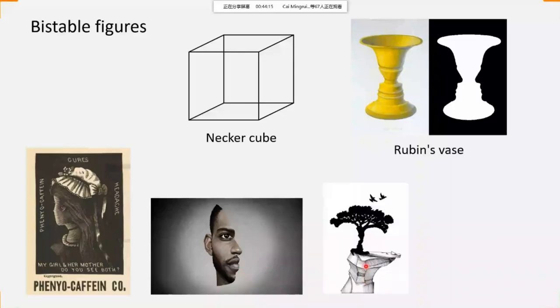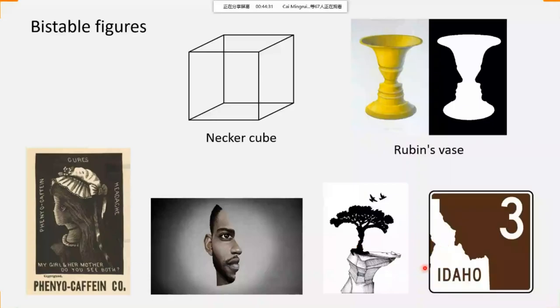Or here, again, you have a tree and two faces. So it's a bit similar to the Rubin's vase, the idea, but here the two faces are in the tree. And here, that's an example that shows that it's even possible to see faces sometimes in maps.